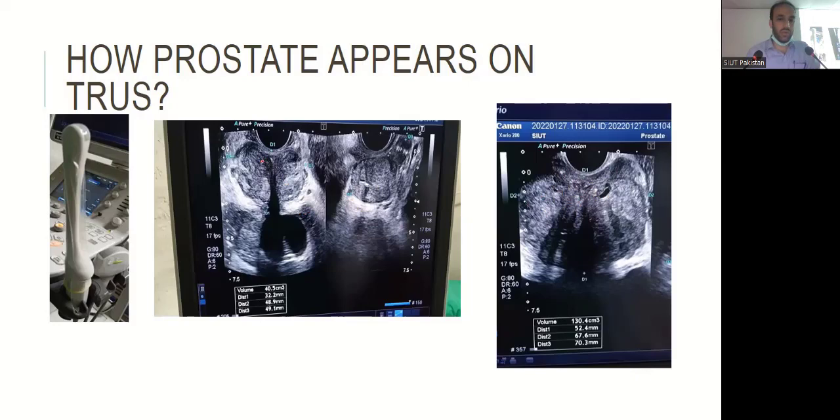And this is how to evaluate the volume of the prostate. This is the AP diameter. This is the longitudinal. This is the transverse, and this is the longitudinal. And this is the central zone of the prostate. This is the urethra. This is the urinary bladder.